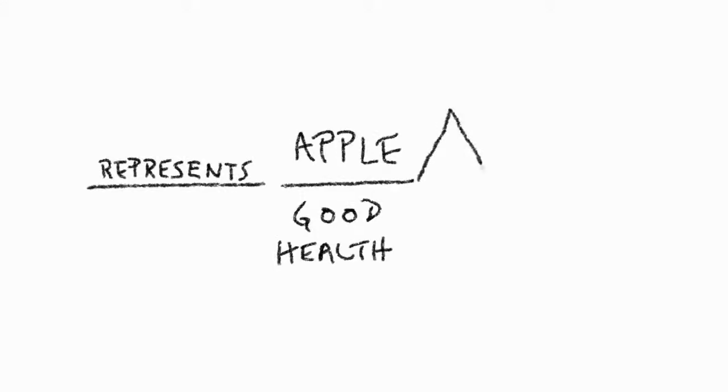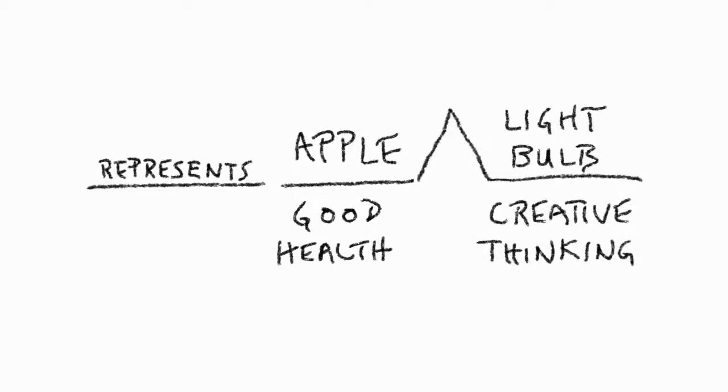So the last map for this example is based on the thinking process of seeing analogies. The bridge map really helps students to see that an apple represents good health, just as a light bulb represents creative thinking. Well, so it is with the 8 thinking maps.